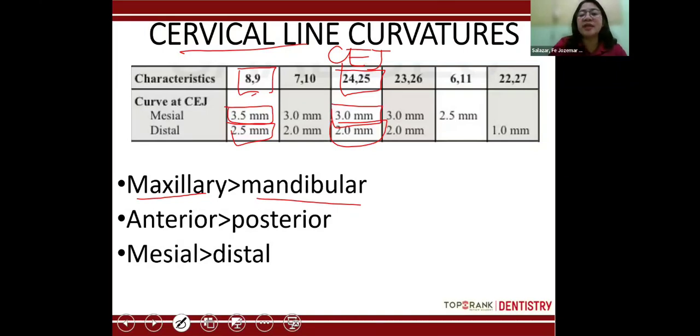Anterior, greater than posterior. Let's compare these two teeth. Ito, anterior, central, ito yung lateral. So mas posterior si lateral. Look at their CEJs, diba? Mas malaki yung curvature sa mas anterior na si central kesa sa mas posterior na lateral. Again, mesially and distally. And on the same tooth, you would notice that the mesial is greater than the distal CEJ.